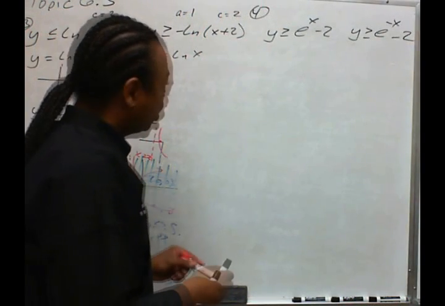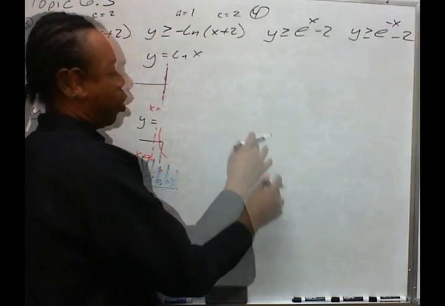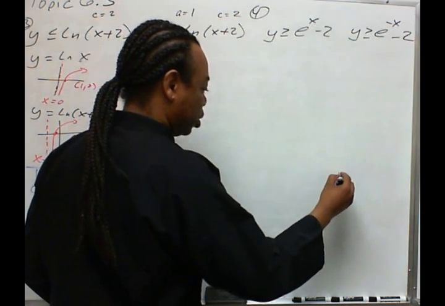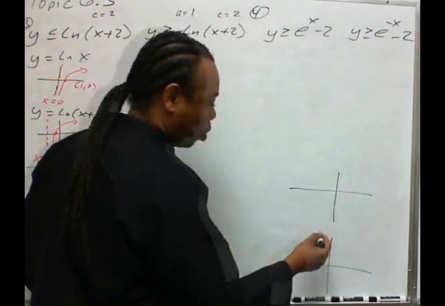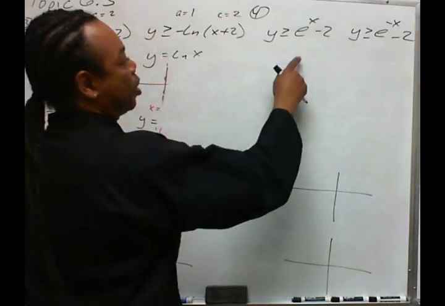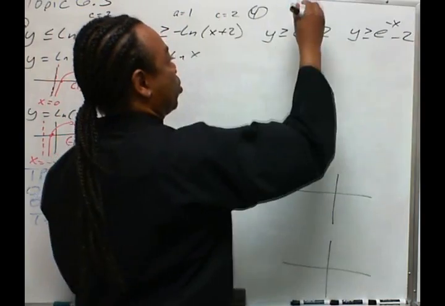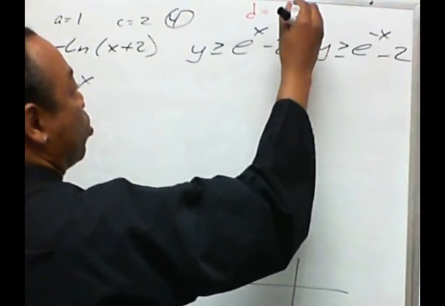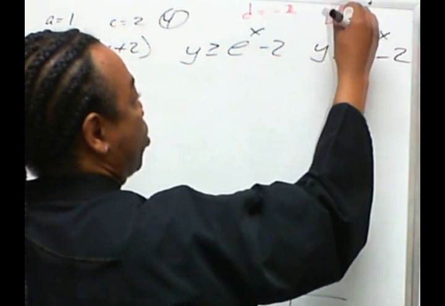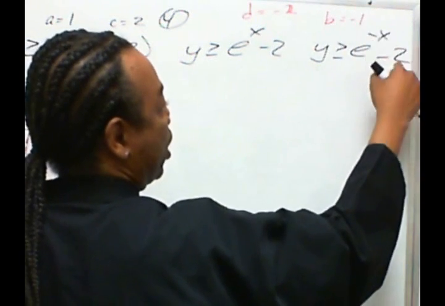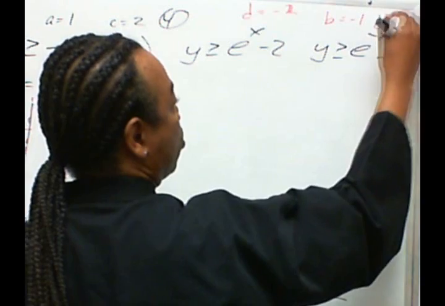Okay, number 4. We want to graph this, so I want to make a sketch graph, and then the actual solution of the system graph will be there. This negative 2 is a D parameter, so we have D is negative 2. And this negative right here, that's a B parameter, so B is negative 1, and the negative 2 here, that's a D parameter.